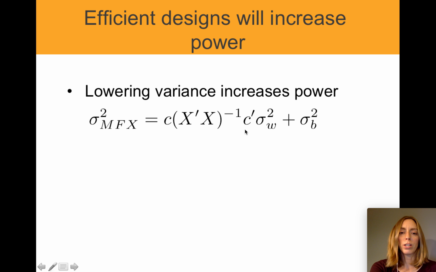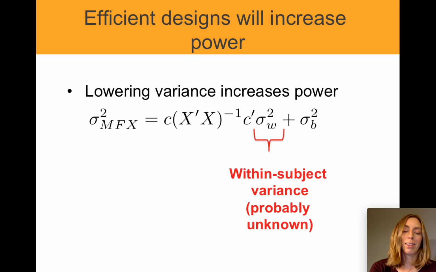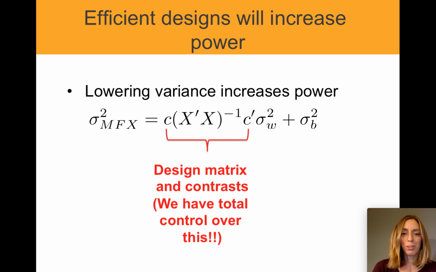This is the first chunk, this C(X transpose X)inverse C transpose. Don't worry, I'm going to explain everything. And then there's 2 variances, sigma squared W and sigma squared B. Sigma squared B is the between subject variance. It's probably unknown, and so therefore, it's not going to do us much good prior to the study. The within subject variance is also probably unknown. So that leaves us with this chunk here.